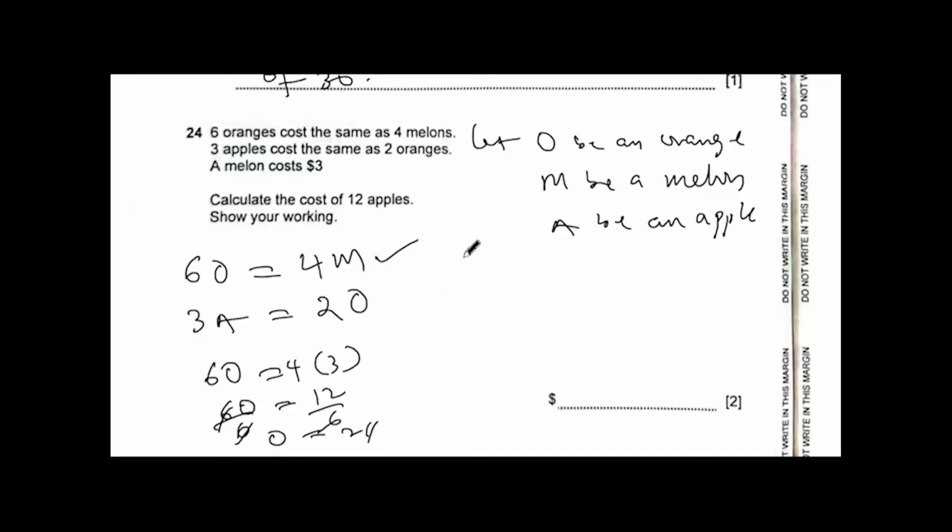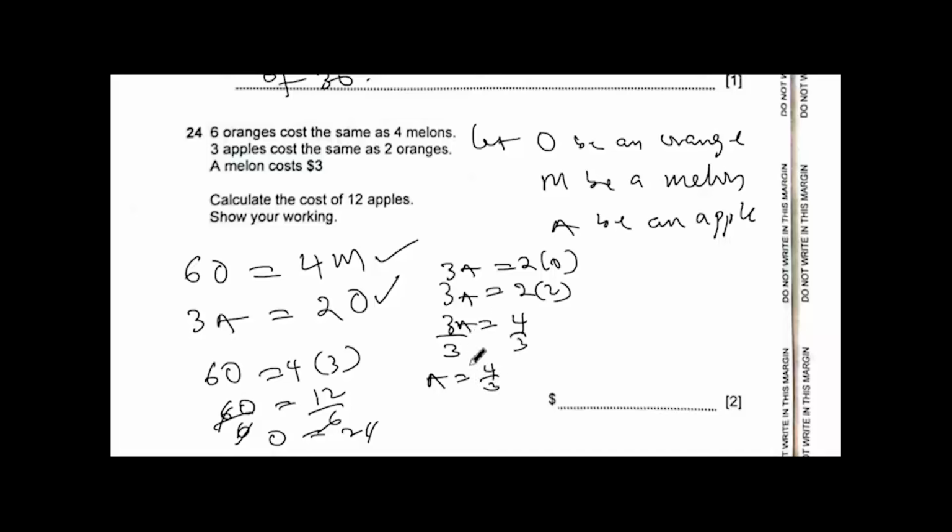So that means an orange costs $2. So let's substitute it inside here to get the value of an apple. That means 3 apples will be equal to 2 into O, and we know that the value of an orange is $2. It will be 2 into 2. That will be 3A equals 4. Let's divide both sides by 3. That means an apple costs $4/3.